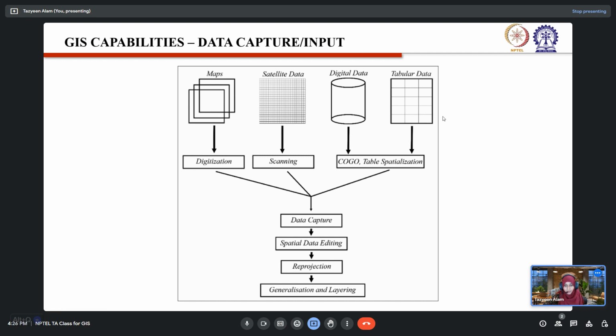Then you have this particular digital aspect related to your map. So this and the tabular data are both represented in the form of either logos or tables. So there are spatial tables and attribute data. Both of these are actually your spatial, and this is your attribute. So this leads to your capture of data. This is how you capture different forms of data from different sources so that you can spatially edit the data if required. You can reproject them, and then you can change the generalization and the layering if needed. Otherwise, you preserve them as they are.